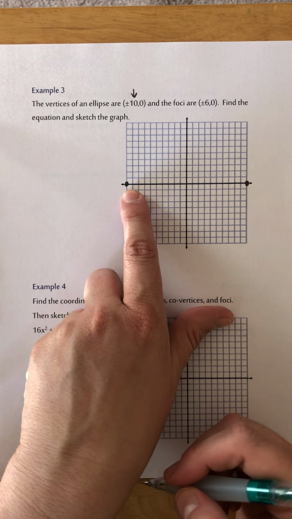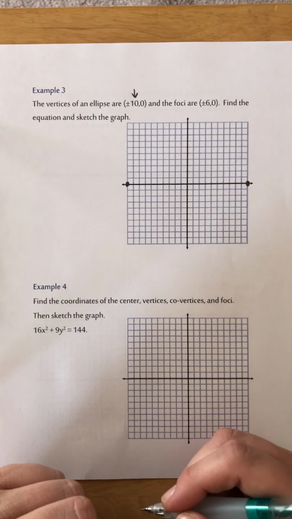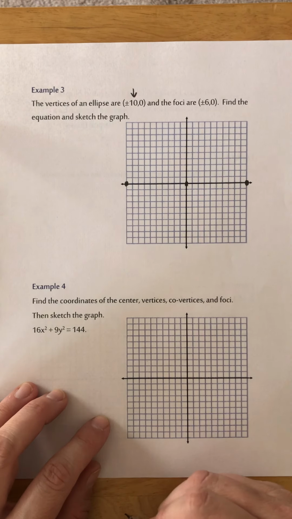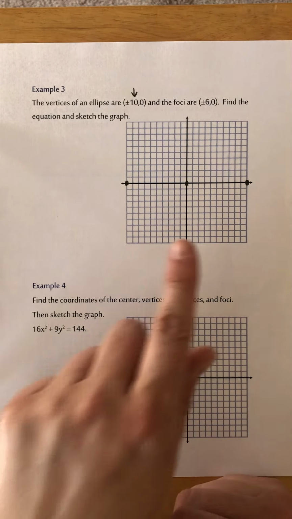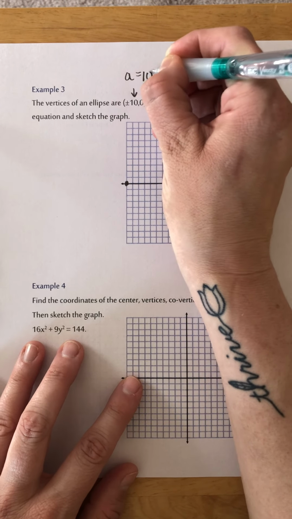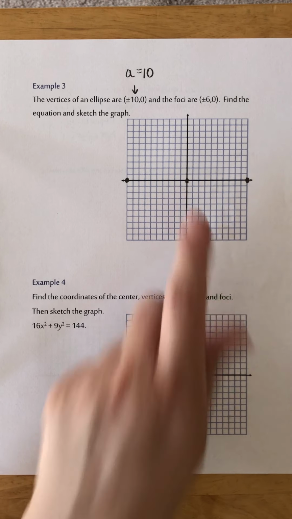So I have negative 10, 0. I have positive 10, 0. What point would be directly in the middle? You may have already guessed it, the origin. So what that tells me is that my value for a is 10, because from the center, this problem went 10 to the left and 10 to the right.